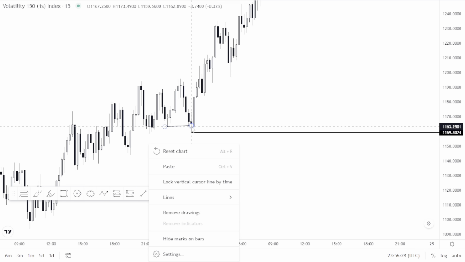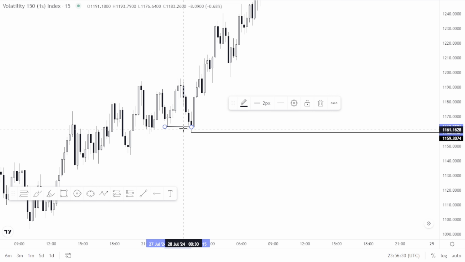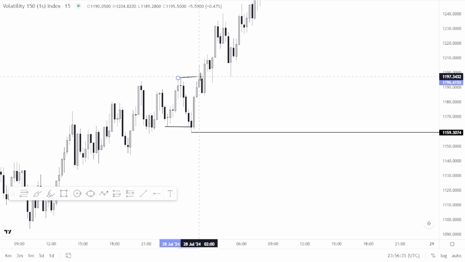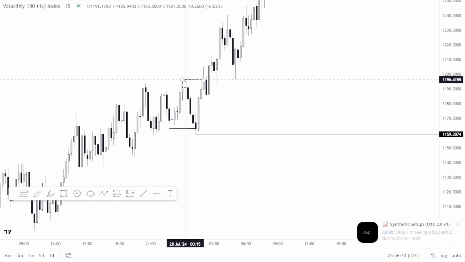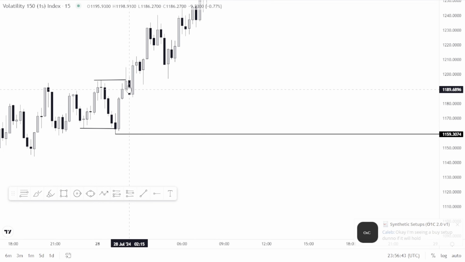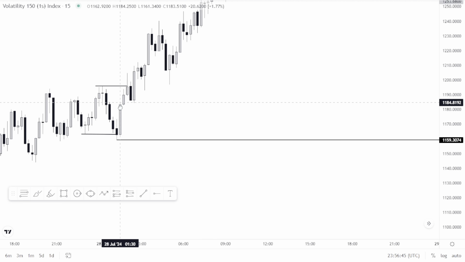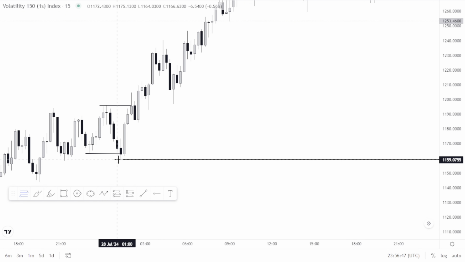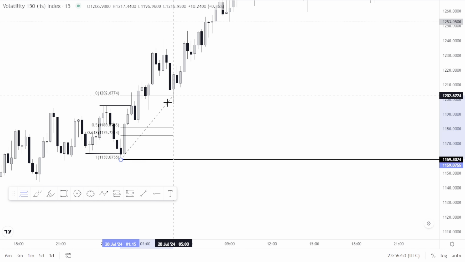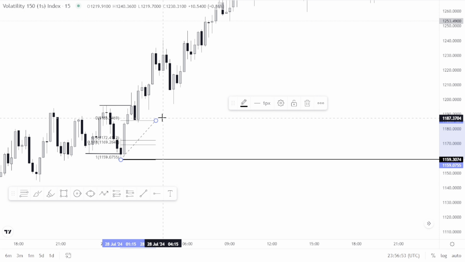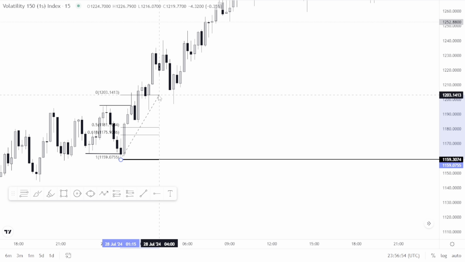Do we have a pullback? After the sweep of liquidity, we have a break of structure. The setup is not always going to be perfect like the drawing, so you just have to learn to interpret it and spot it. Then, do you have a break of structure? Yes. Do you have a pullback after the break of structure?